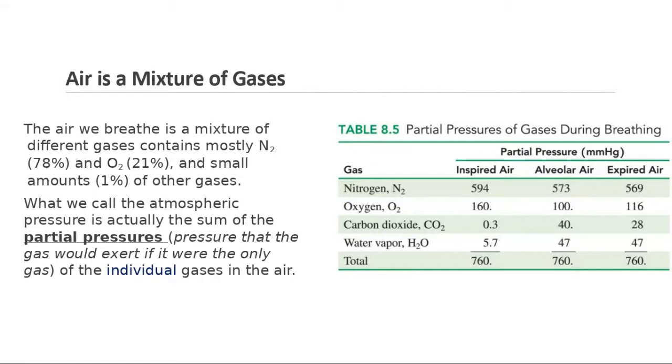The air is a mixture of gases. Of course, it is very important because we are surrounded by the air. The air we breathe is a mixture of different gases, containing mostly nitrogen gas at 78%, oxygen gas at 21%, and a small amount of other gases, approximately 1%.